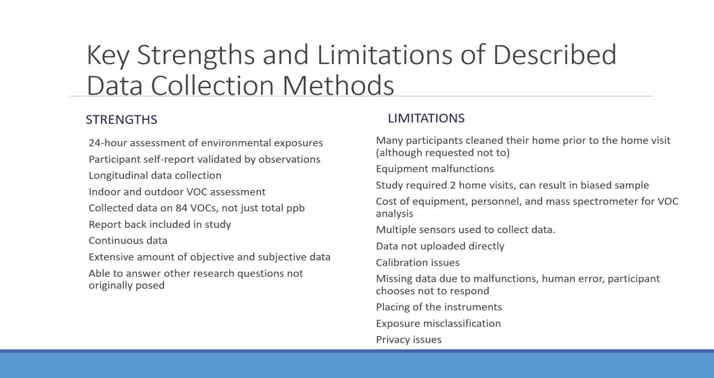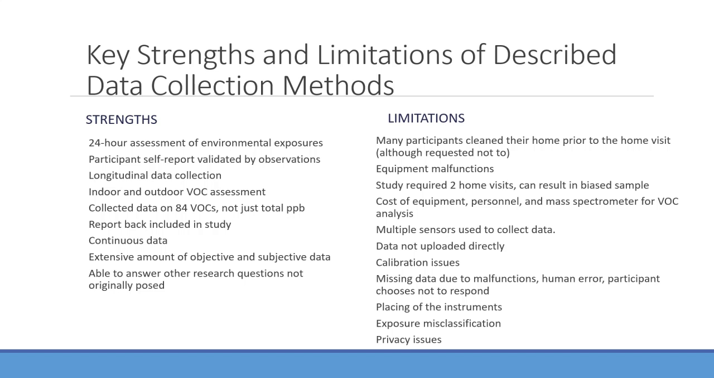And then can you validate self-report data with observations? How do you manage longitudinal data? Do you collect indoor and outdoor data? And what do you do with, again, all that data? Do you collect specific types of volatile organic compounds, or just total VOCs, which both are done a lot in the literature? And then how do you give that information back to the participants so that it's useful for them?